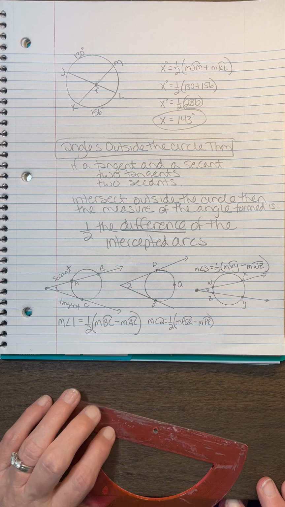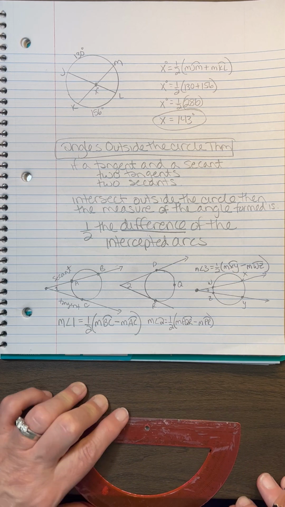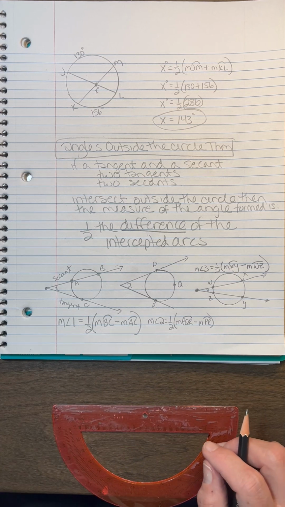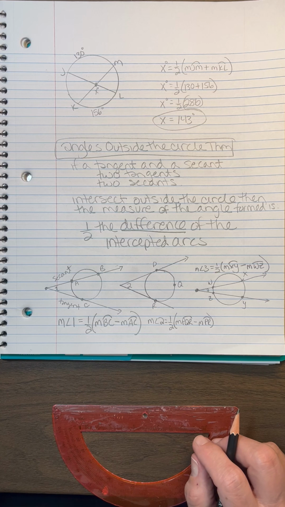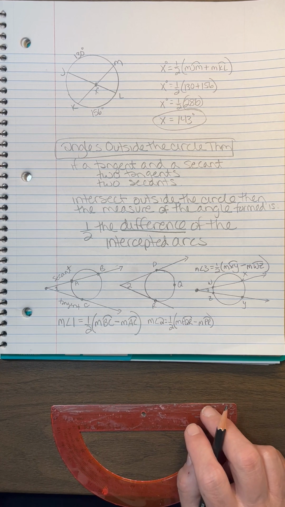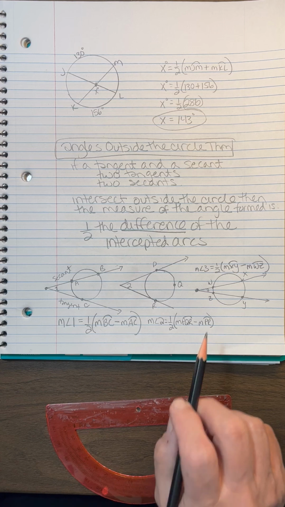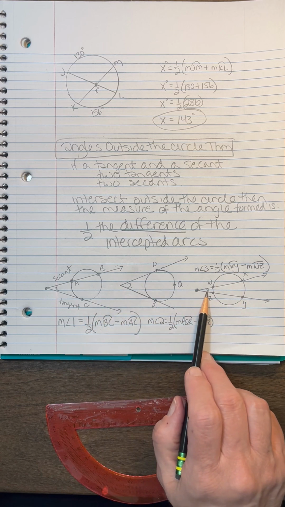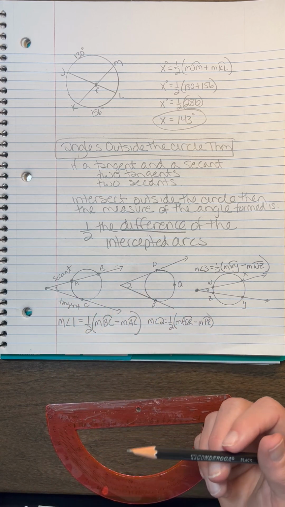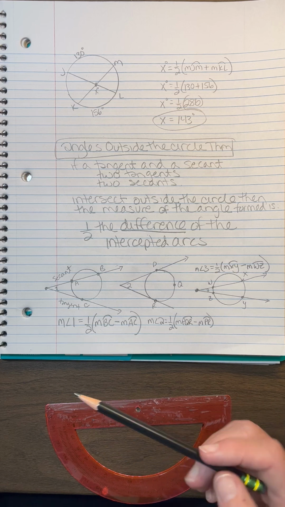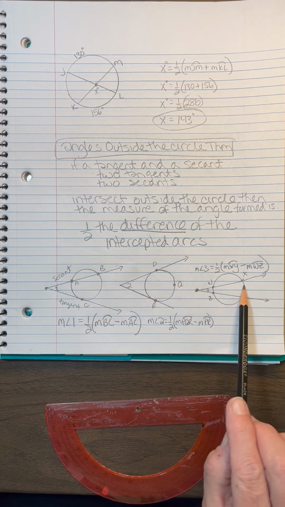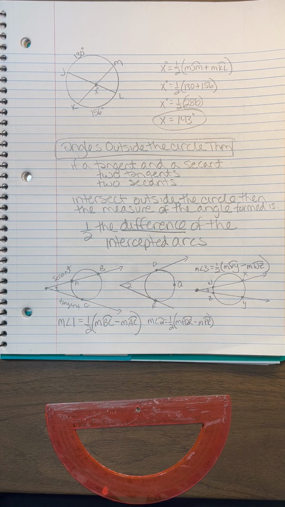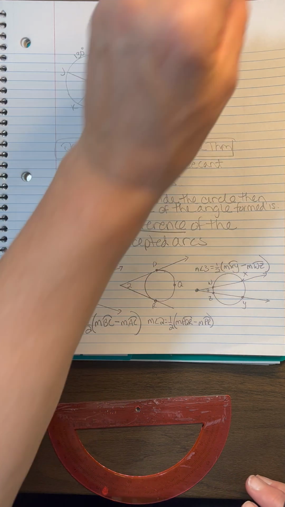Okay, so one more time. If two lines cross and the angle's formed on the inside of the circle, you're gonna add the two arcs and multiply by 1/2. If the angle is on the outside of the circle, when the two lines meet, you're gonna subtract the two arcs and multiply by 1/2.